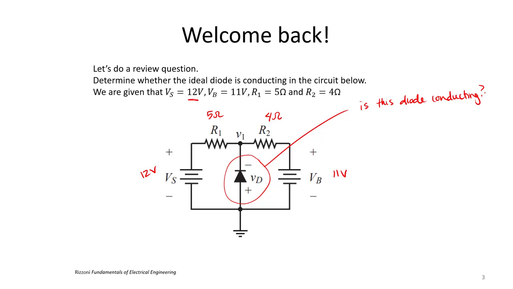So let's first start with a little bit of strategy. You'll remember that to be conducting, we must have a positive or zero bias voltage across our diode.